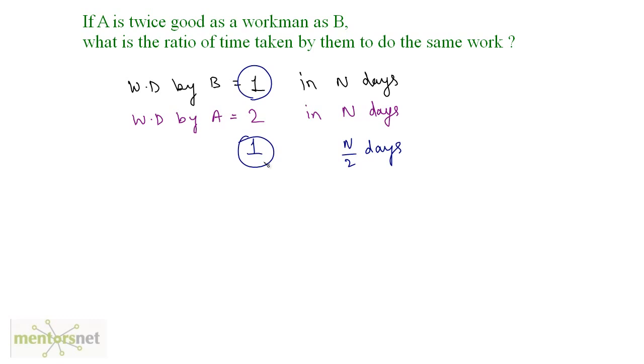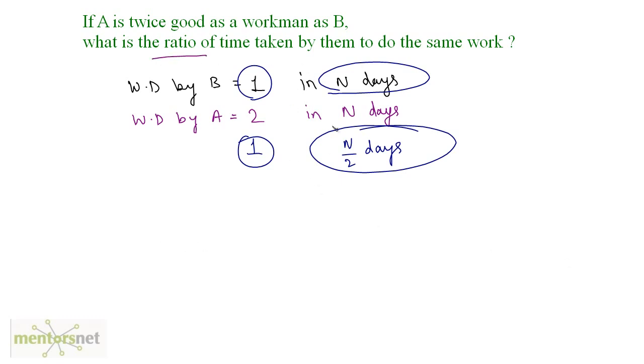Now we have the same amount of work done and the amounts of time taken to do the work, so we can now take the ratio. The ratio is A by B, so n by 2 by n, and that gives us n by 2n, and the ratio will be 1:2. So this is the ratio of the time taken by them to do the same work.